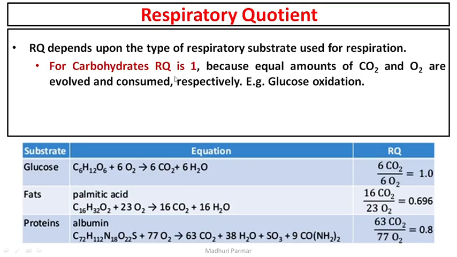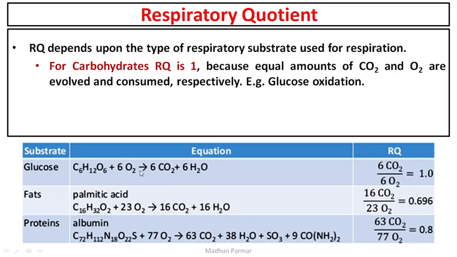So for carbohydrate, the RQ, respiratory quotient, is 1 because equal volumes or equal amounts of carbon dioxide are released and oxygen is consumed. Clear? Example is glucose oxidation. Remember that example. C6H12O6 plus 6 O2 gives you 6 CO2 and 6 H2O. So if you see here, 6 CO2 by 6 O2.